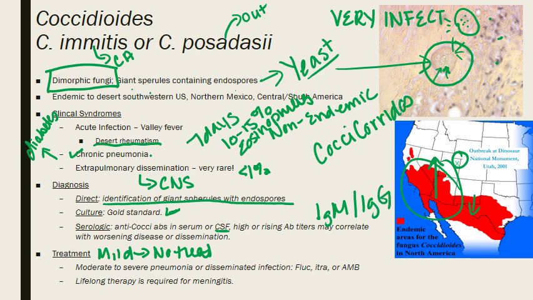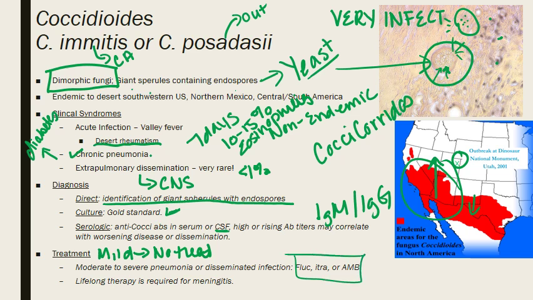Treatment, like I said before, for your average healthy individual, it's most likely going to be self-limited. You might not need to treat, but you will treat moderate to severe pneumonias or disseminated infections with these drugs.